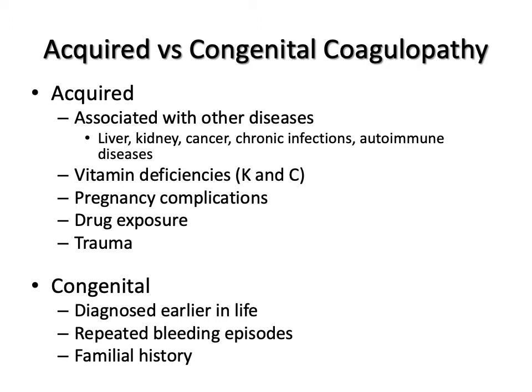Acquired coagulopathies are secondary conditions that are often associated with other diseases such as liver disease, kidney disease, cancer, chronic infections, and autoimmune diseases. They can also be related to vitamin deficiencies, such as vitamin K and vitamin C, pregnancy complications, exposure to certain drugs, and trauma. Congenital coagulopathies are typically diagnosed earlier in life and often have a familial history. They often result in repeated bleeding episodes.